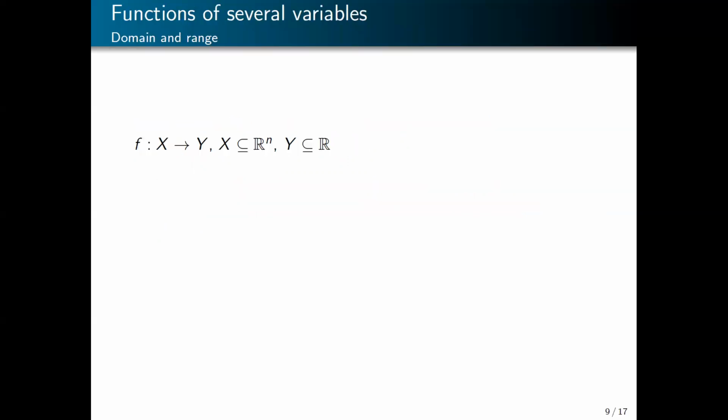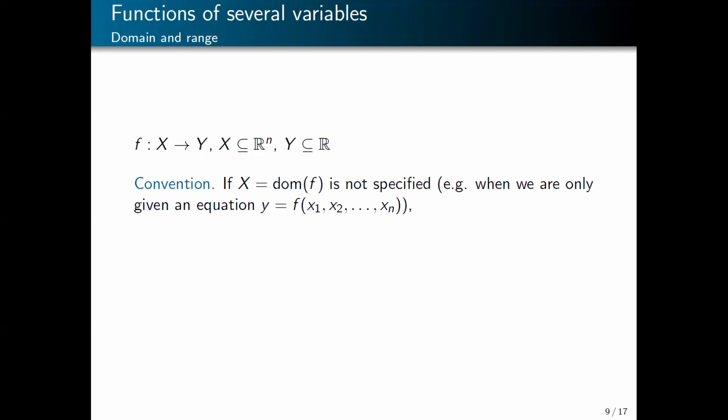Let us now look further at the domain and range of a function of n variables. Let f be a function from X to Y, where X is a subset of R^n and Y is a subset of R. As we said previously, X is the domain of f. However, there are instances in which X is not specified. For example, when we are given only an equation y equals f of x1, x2, up to xn.